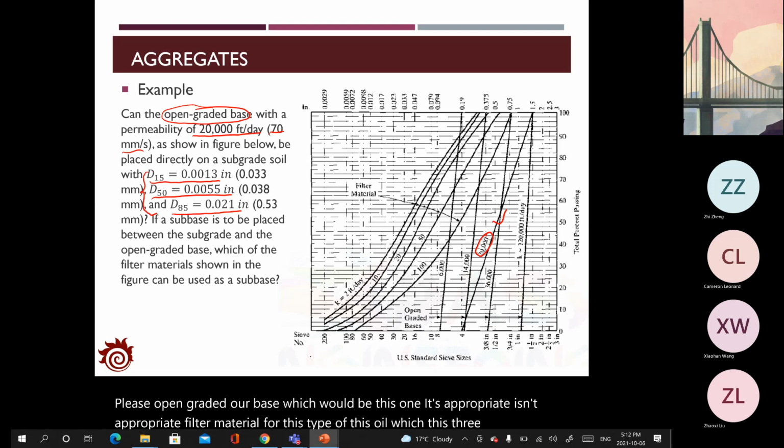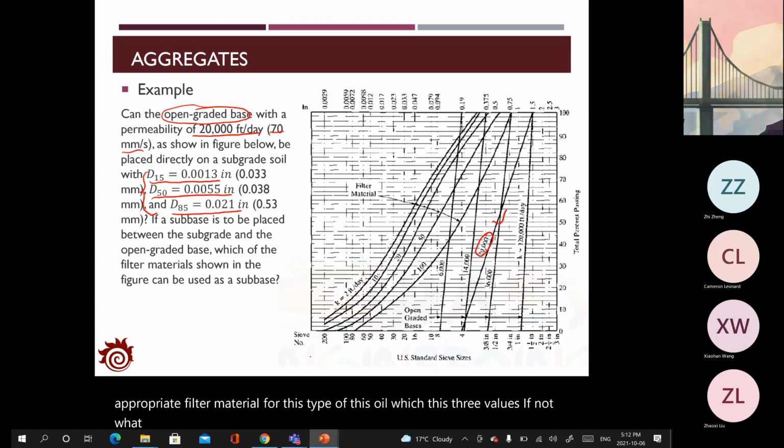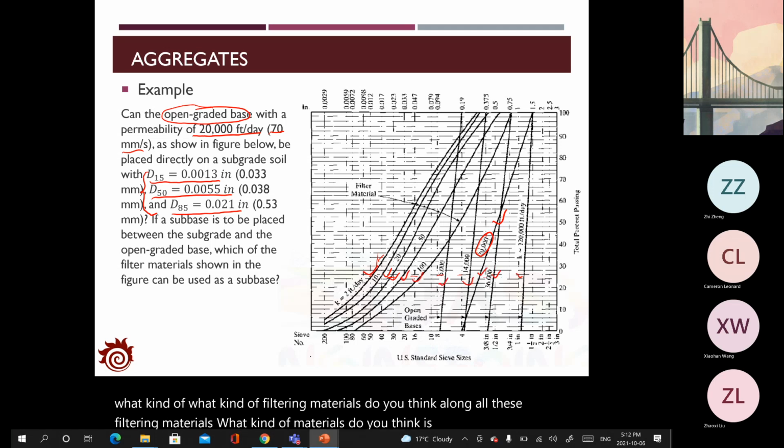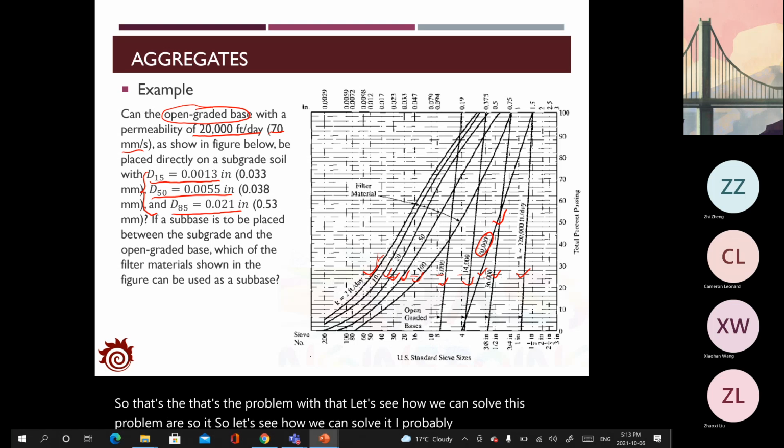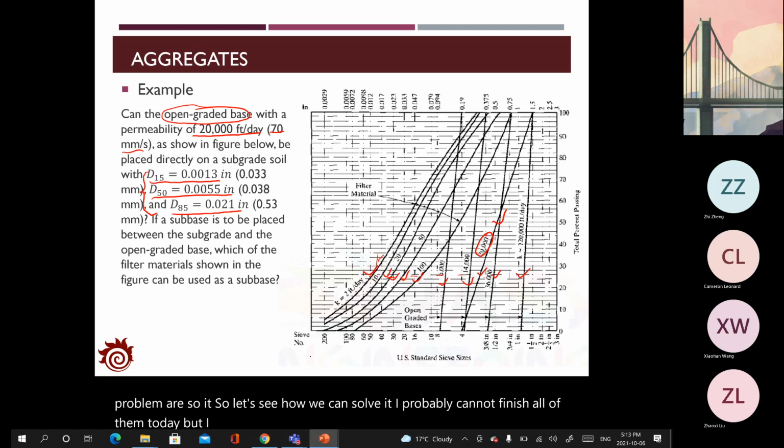If not, what kind of materials among all these filter materials do you think is appropriate as the filter material? So that's the problem. With that, let's see how we can solve it. I probably cannot finish all of them today, but I will try my best to at least solve the first one, whether the open graded base is appropriate.